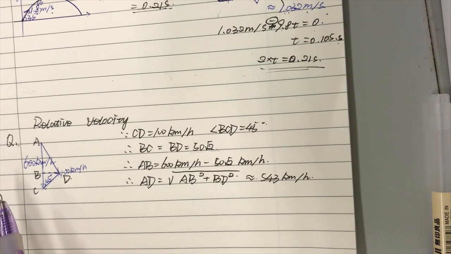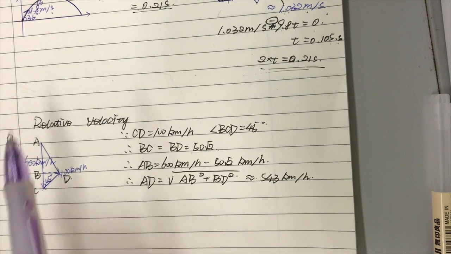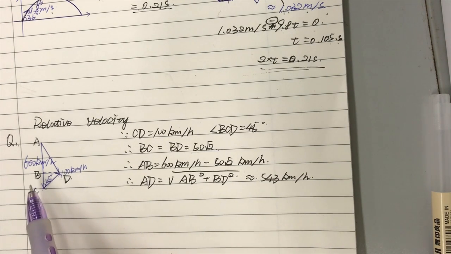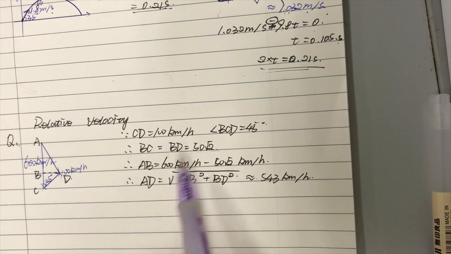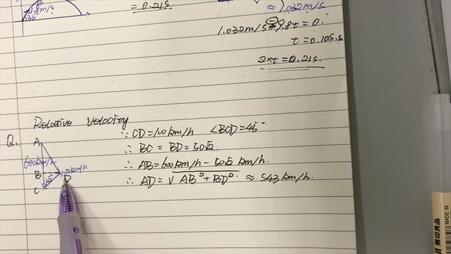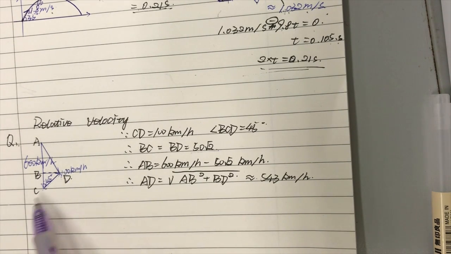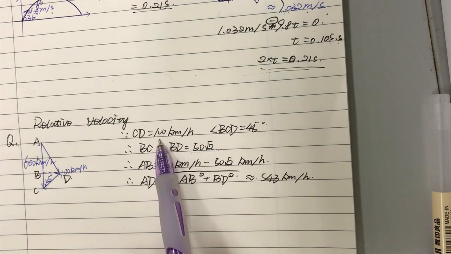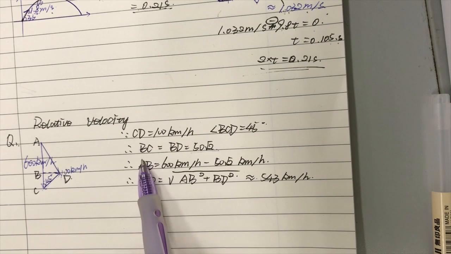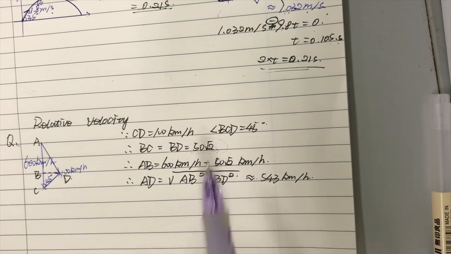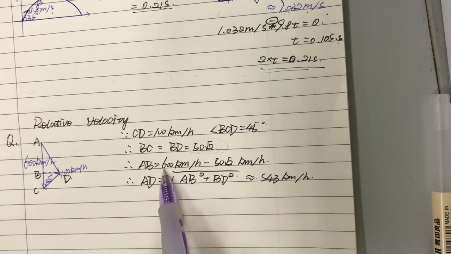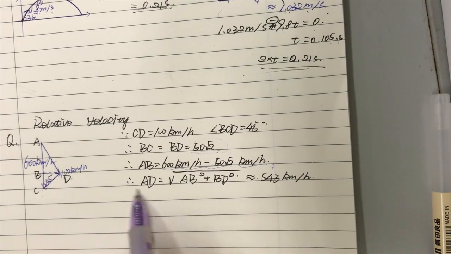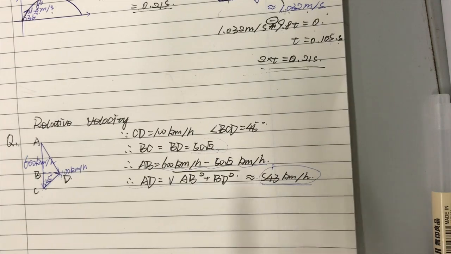An airplane is heading due south at a speed of 600 kilometers per hour. If a wind begins to blow from the southwest at a speed of 100 kilometers per hour, we want to know the magnitude of the velocity. We can put some labels A, B, C, D here to make this clearer. We know CD equals 100 kilometers per hour, and we can easily know BC equals BD. Then we know AB equals AC minus BC, and we can calculate this number. Then we can know AD, and that's the magnitude of the velocity.